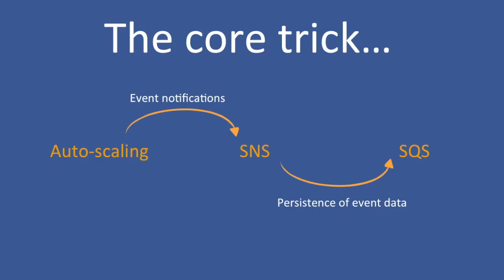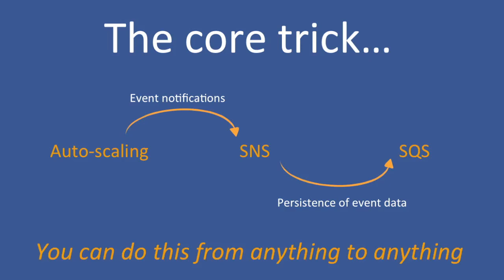So the core trick then of tying these things together for the purposes of building a dashboard is to tie auto-scaling event notifications published to SNS and then persist those by subscribing to that SNS topic from SQS. So we're going to move auto-scaling events through the SNS pub/sub backbone and then persist those events in SQS.